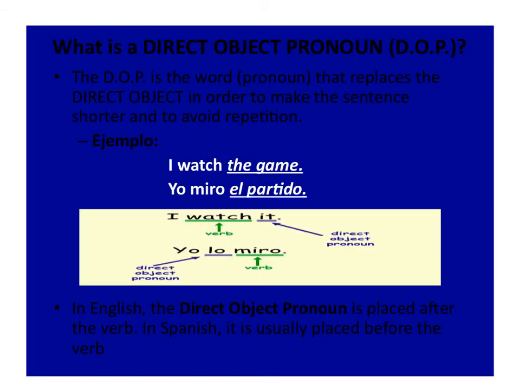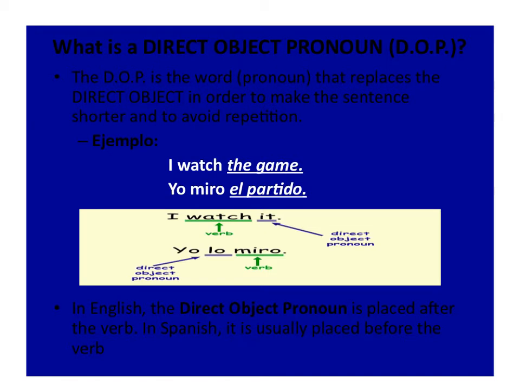Now let's move on and talk about direct object pronouns, los pronombres del objeto directo. A direct object pronoun is the word that replaces the direct object in the sentence. Why do we do this? We do this to avoid repetition and to make the sentence shorter.